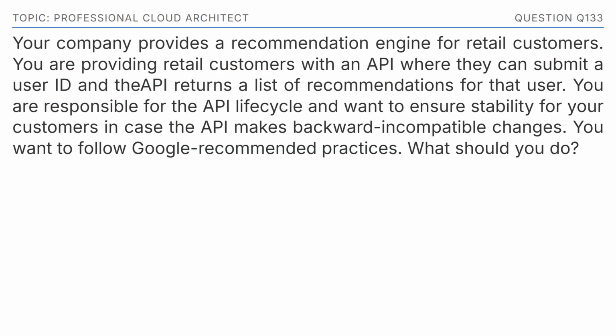Your company provides a recommendation engine for retail customers. You are providing retail customers with an API where they can submit a user ID and the API returns a list of recommendations for that user. You are responsible for the API lifecycle and want to ensure stability for your customers in case the API makes backward incompatible changes. You want to follow Google recommended practices. What should you do?